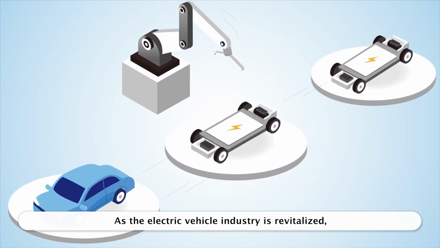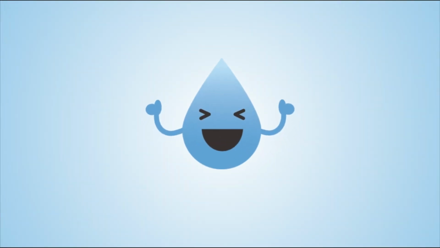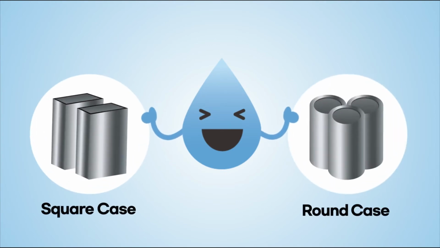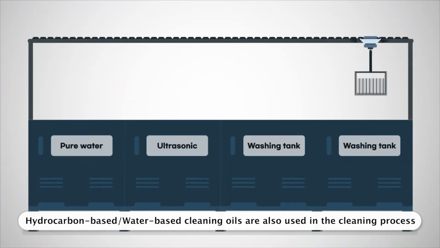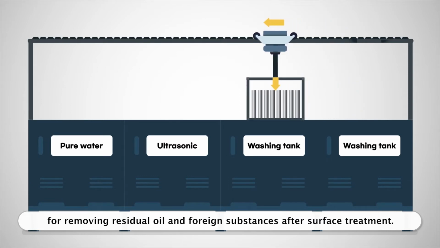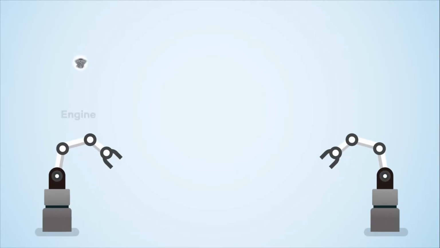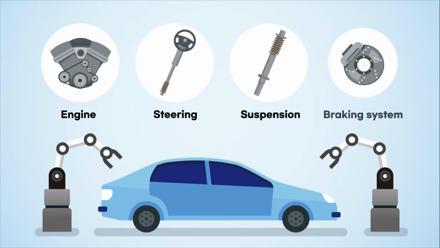As the electric vehicle industry is revitalized, lubricants are also being used in the secondary battery process. Drawing oil, among metal-forming oils, is an optimized oil for secondary battery round, can, case, and deep drawing processing, and helps improve the roughness and quality of the surface of the processed product. Hydrocarbon-based and water-based cleaning oils are also used in the cleaning process for removing residual oil and foreign substances after surface treatment. More than 20,000 parts, such as engine, body, electric system, steering system, suspension, and braking system, are used in one car.